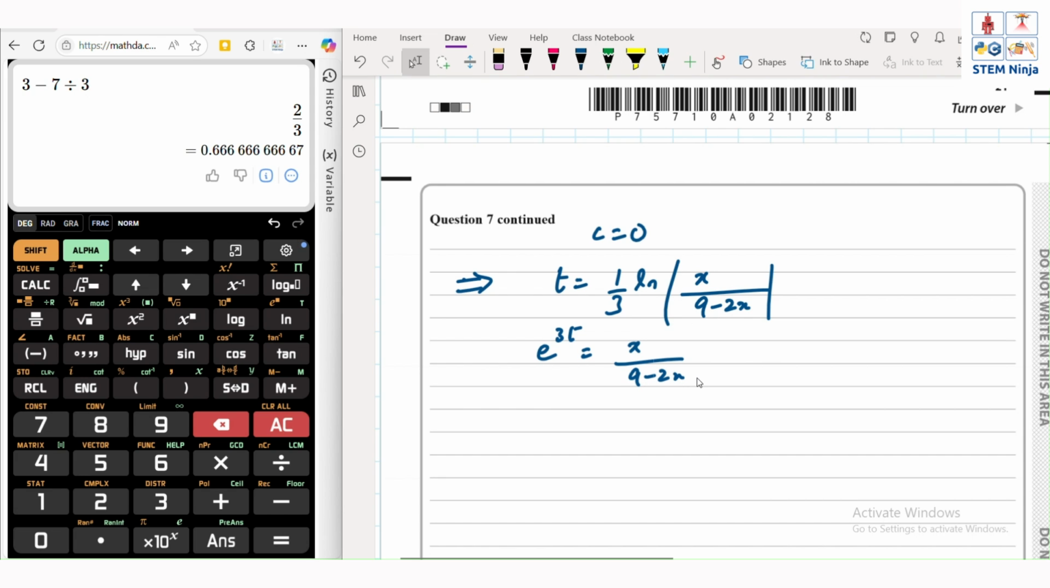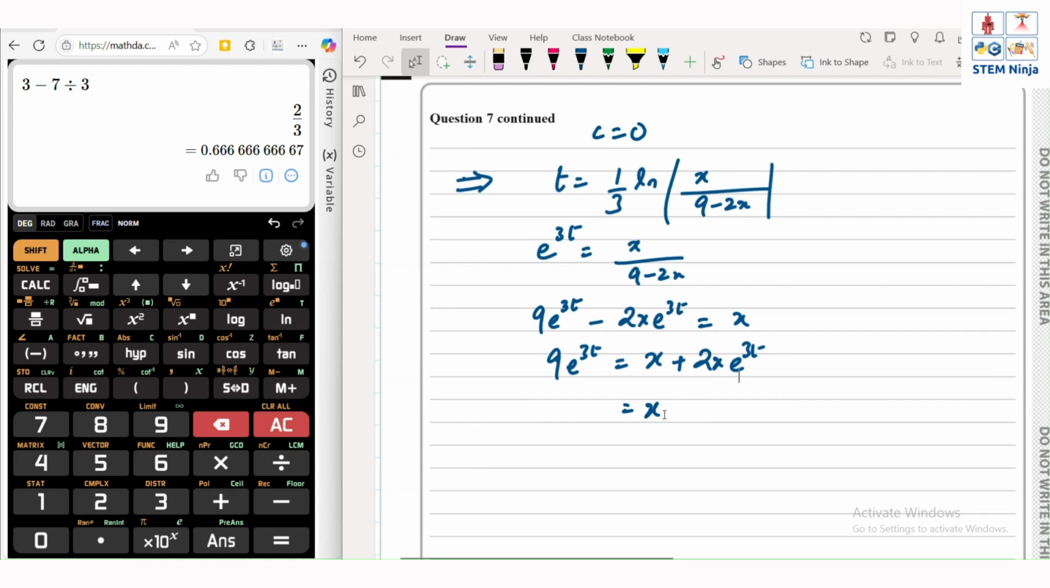So we simplify and make x the subject. We get 9 e raised to power 3t minus 2x e raised to power 3t equals x. 9 e raised to power 3t is equal to x plus 2x e raised to power 3t, which means that x can be taken out. So 1 plus 2 e raised to power 3t. So therefore, x is equal to 9 e raised to power 3t over 1 plus 2 e raised to power 3t.